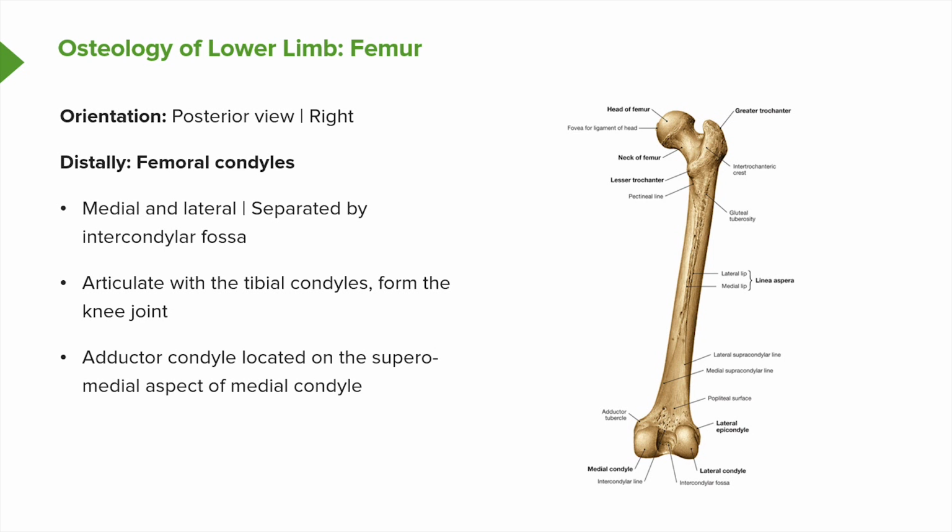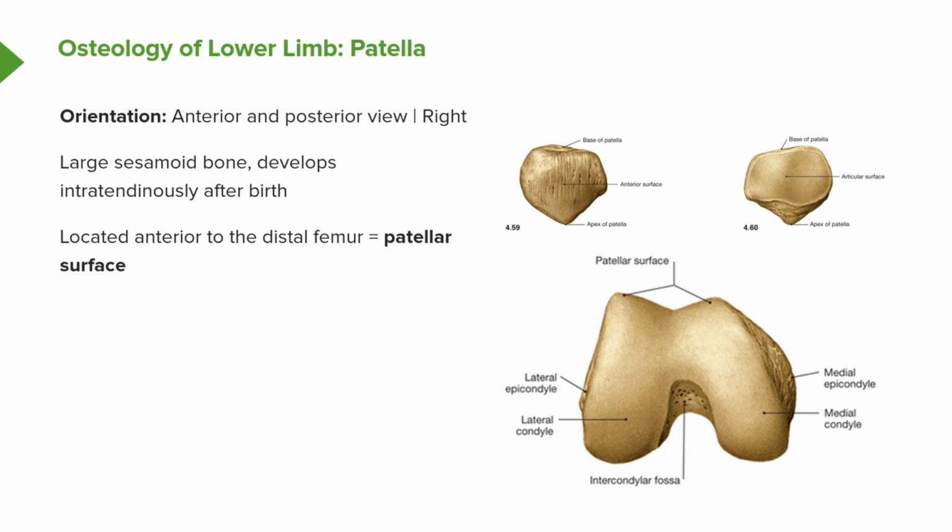So distally, we can now clearly see our large femoral condyles. We can still make out the lateral epicondyle, and the medial epicondyle would be on this side. On the medial epicondyle, we can see an adductor tubercle, which is an important attachment. But the femoral condyles, medial and lateral, are separated by this intercondylar fossa, which we'll soon appreciate contains some cruciate ligaments, and it articulates with the tibial condyles to form the knee joint. On the medial condyle, we can see we've got the adductor tubercle here, and that's located on the supramedial aspect of that medial condyle.